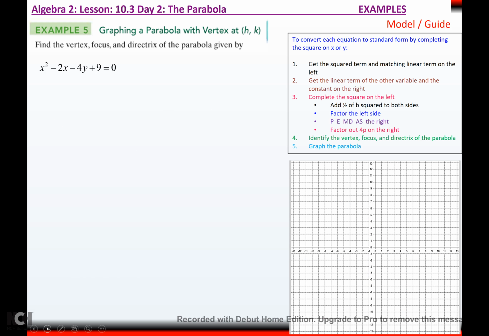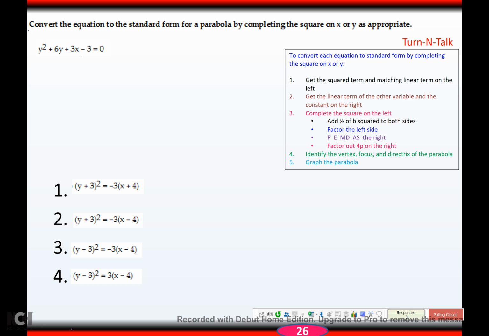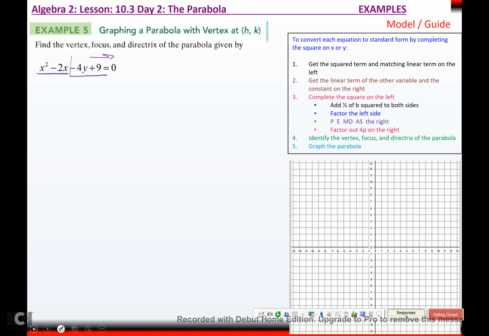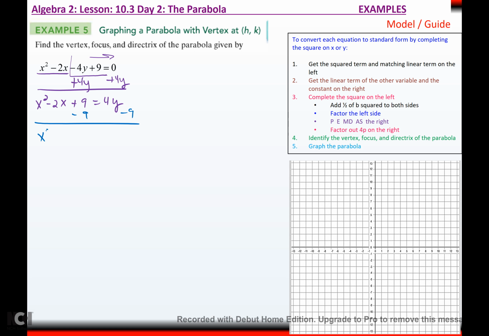Alright, let's try another one with the x variable this time. So here's my squared and linear, and here's my linear and constant that need to go to that side. Oops, sorry. Alright, so I'm going to add 4y to both sides. That's going to give me x squared minus 2x plus 9 equals 4y. Then I'm going to move my positive 9 with negative 9. That gives me x squared minus 2x equals 4y minus 9.